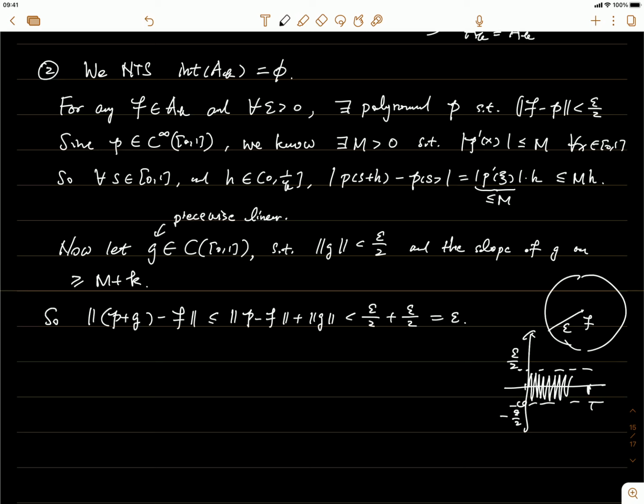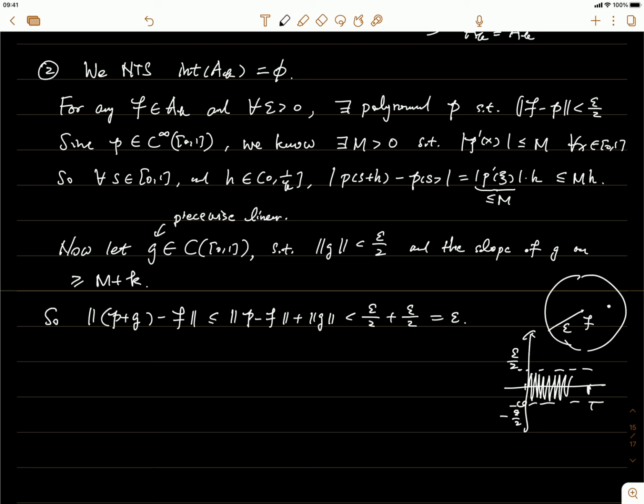So for any f and for any epsilon, I want to show that there exists some point, and this point is going to be my p plus g, such that this p plus g is not inside AK. Okay, that's my plan. So how do I show this? I already showed that p plus g is inside this ball. Now how do we show that it's not in AK?